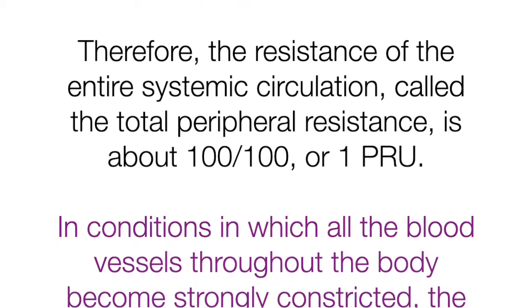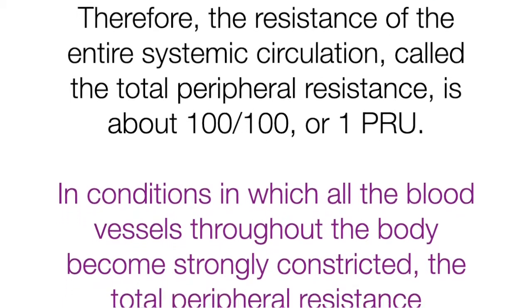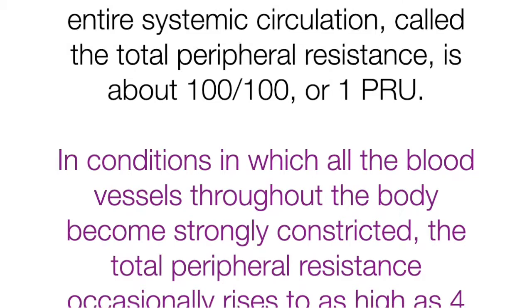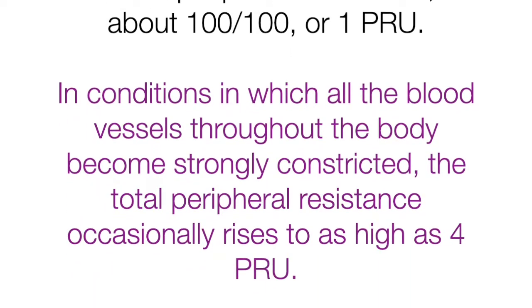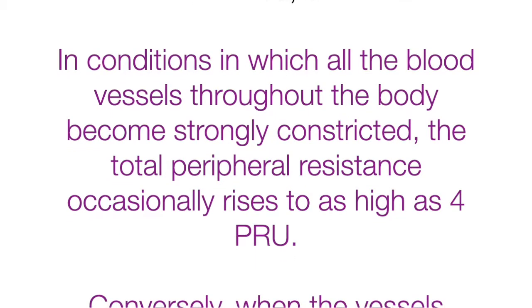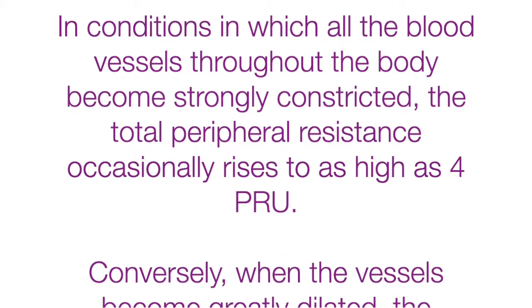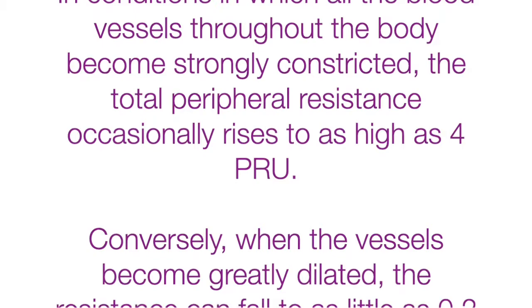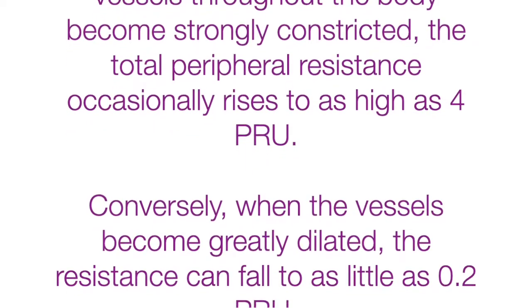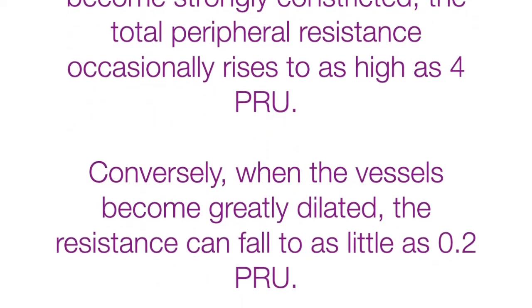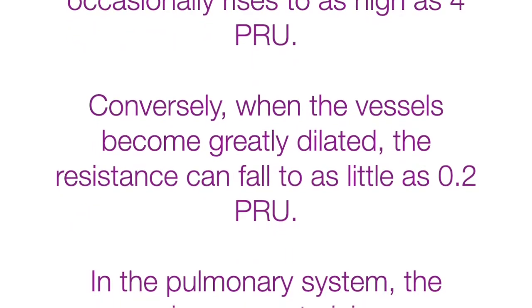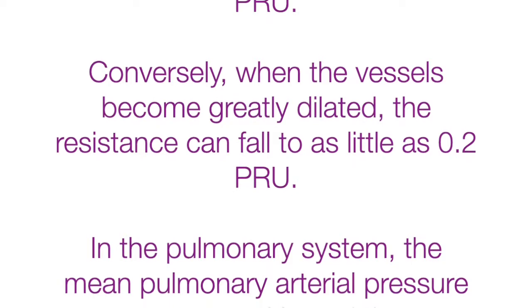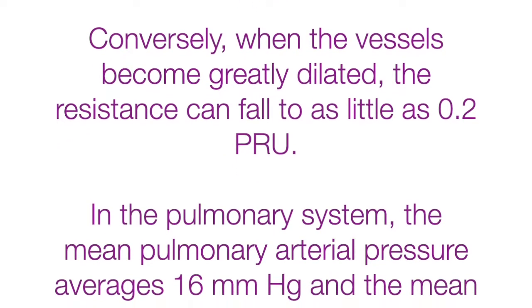PRU. In conditions in which all the blood vessels throughout the body become strongly constricted, the total peripheral resistance occasionally rises to as high as 4 PRU. Conversely, when the vessels become greatly dilated, the resistance can fall to as little as 0.2 PRU.